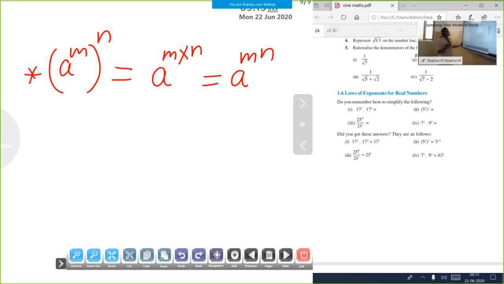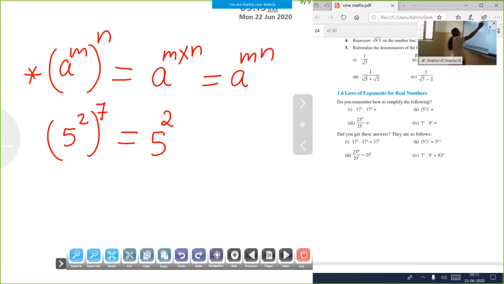So we will solve one question. Your first question is 5 raised to 2, the whole raised to 7. We can write 5 raised to 2, the whole raised to 7 equals 5 raised to mn, where m into n is mn. So here the numbers are 2 into 7. Our answer becomes 5 raised to 2 into 7, which is 14. So our answer is 5 raised to 14.